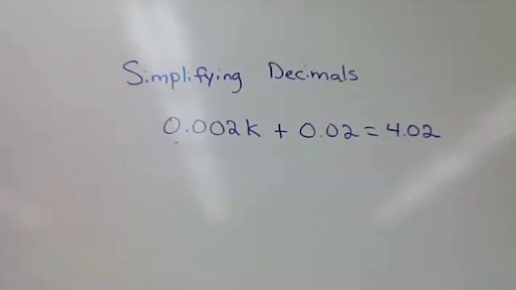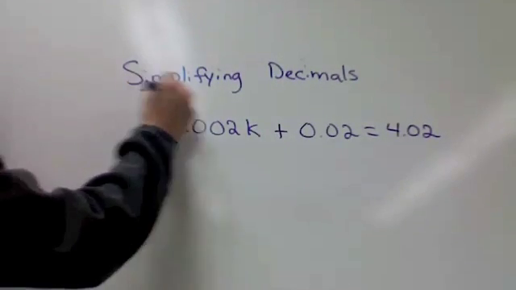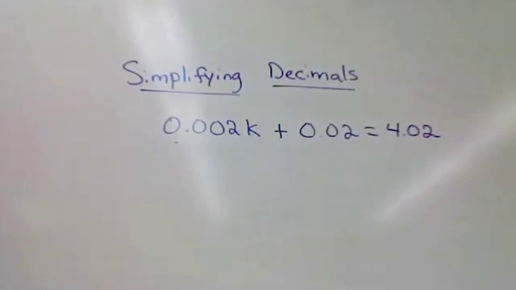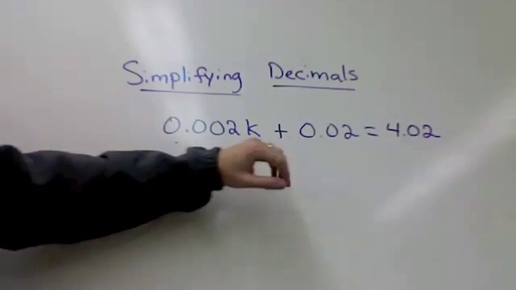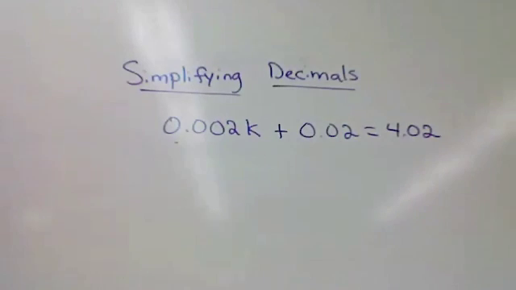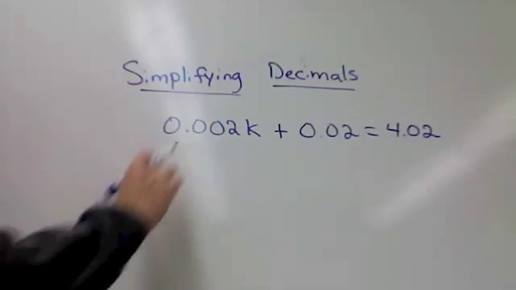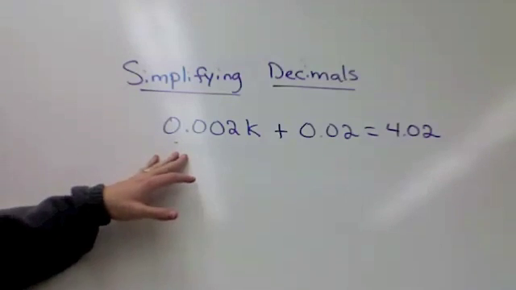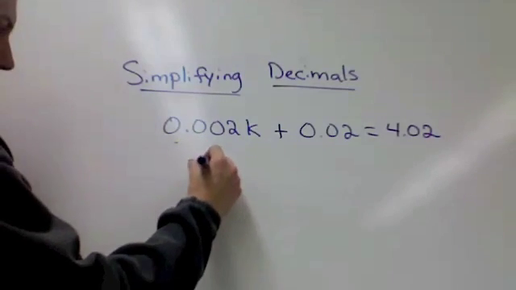So let's take a look at our last example here. Again, we're simplifying decimals, especially in equations. So in this case, we have 0.002k plus 0.02 equals 4.02. And so we try to find our smallest decimal number. So in this case, it's our 0.002. And we try to move it to our nearest whole number, which we know is going to be 2. So let's go ahead and make that a 2.